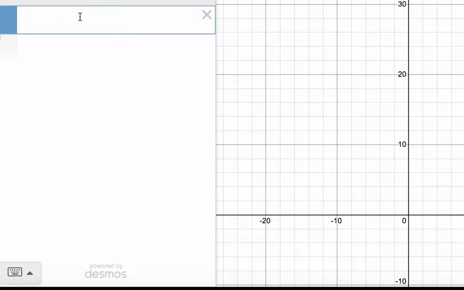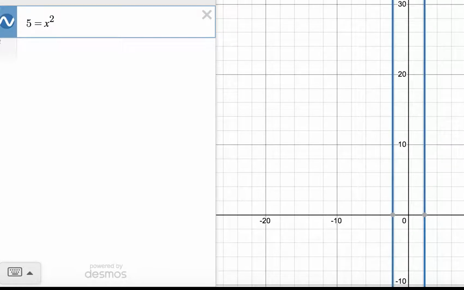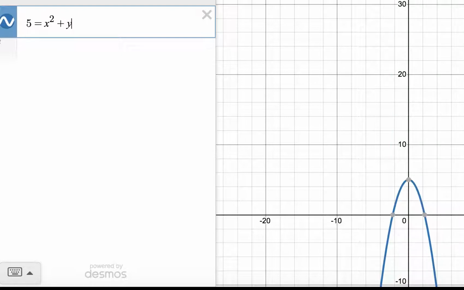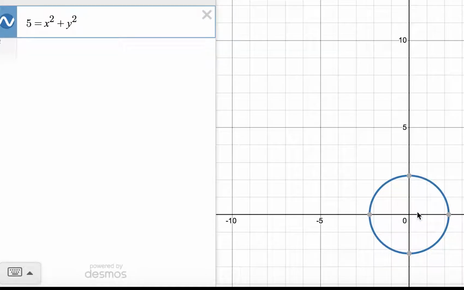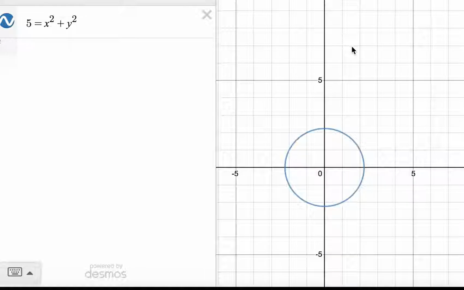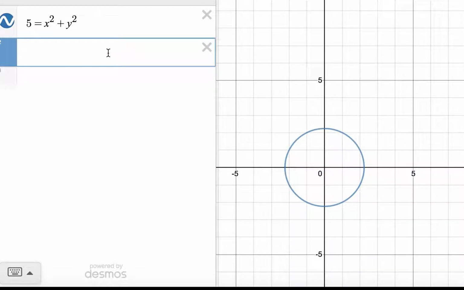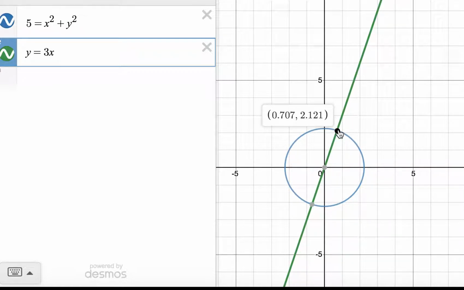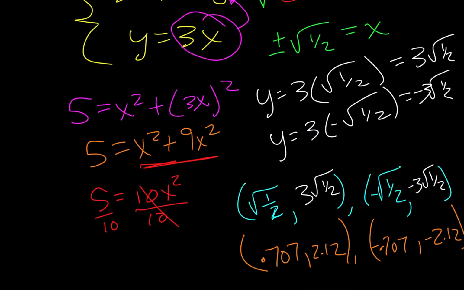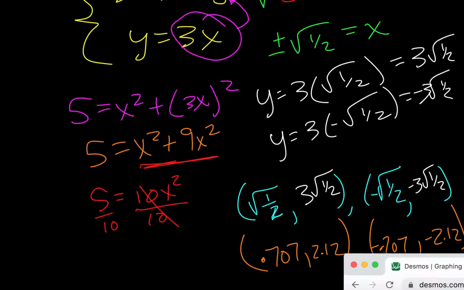Alright, so we go to Desmos, and we're going to graph. So 5 equals x squared plus y squared. We got our circle. Let's pull it over there. Then we have a line, y equals 3x. Okay, so good news is we crossed in 2 different places. And if you look at these numbers, 0.707 and 2.12, that's exactly what we had written in orange right there.